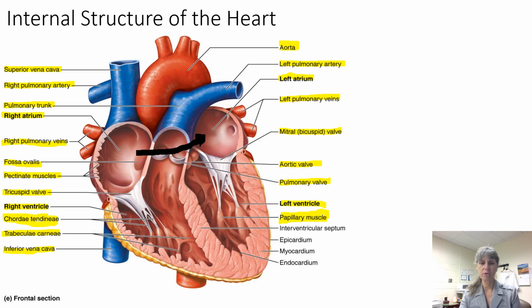There is a wall between the right ventricle and the left ventricle. That's the interventricular, between the ventricles, septum; the word septum means wall. And then on the outside of the heart, we have the epicardium, which is the same thing as the visceral pericardium. Then we have the muscular portion, which is the myocardium. And then we have on the inside of the wall of the heart, endocardium. Endo means inside.